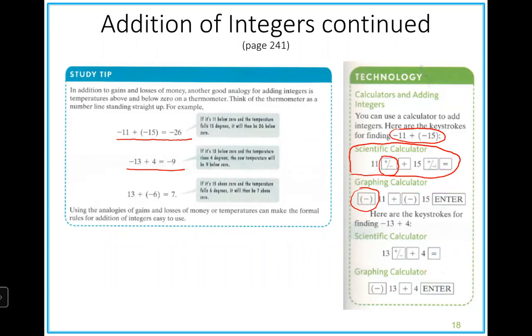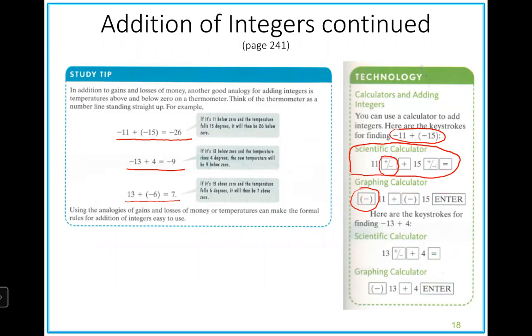The answer gets the sign of the number with the larger absolute value, which is -13. And in the third one, again, we have 2 different signs. You're going to subtract, and the one that has the larger absolute value is 13, so the answer will be positive.